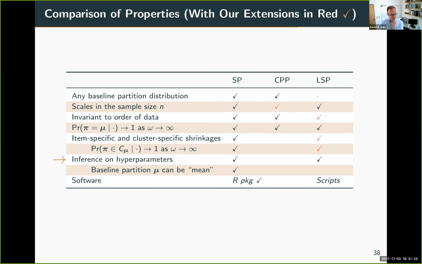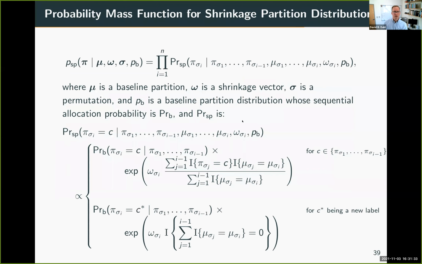Let's talk now about inference on hyperparameters. The probability mass function for the shrinkage partition distribution is just a product over these individual allocation probabilities. And of course, we can compute the normalizing constant of each of these individual allocation probabilities because we're only allocating to the existing clusters or to a new cluster, and we can very easily then compute the normalizing constant and then compute the probability altogether.